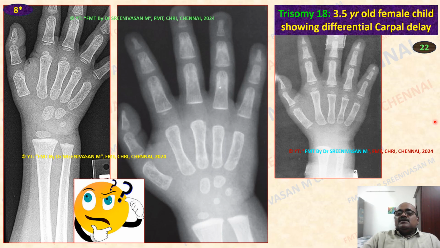Here in the trisomy 18 child, a 3.5 year old female, showing differential carpal delay. See, base of first metacarpal and second, third, fourth and fifth heads of metacarpals have formed, but none of the capitate and hamate have appeared, which should have appeared earlier than this. So there may be a differential carpal delay. We have to keep these things also in mind while determining the age. If there is abnormality, then you have to do chromosomal assay and all.